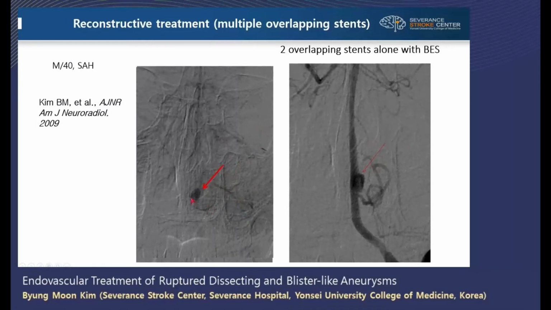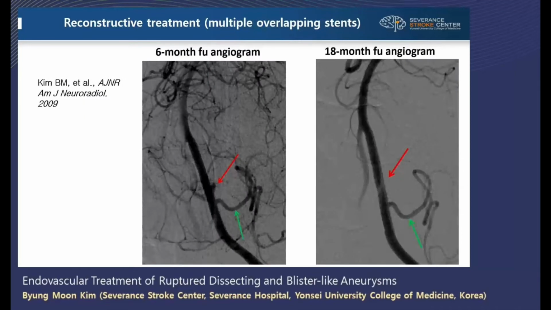Delayed venous phase shows contrast stagnation at the dissected aneurysm. The 6 months follow-up control angiogram shows a small remnant of the dissected aneurysm with the PICA origin saved. This left image is the 18 months follow-up angiogram. You can see complete reconstruction of the left vertebral artery with saving of the PICA.